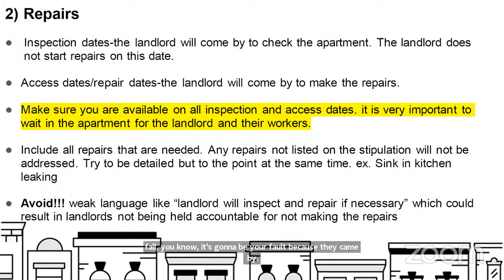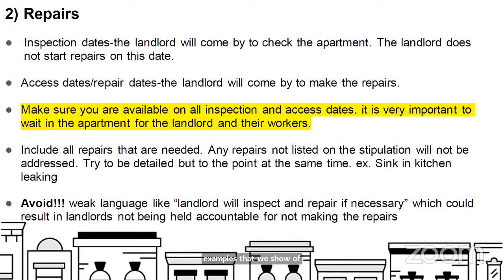Now, make sure you include all the repairs that are needed. If you have repairs that are needed, but you don't list them in the stipulation, they will not be addressed. You want to try to be detailed, but to the point at the same time. An example is sink in the kitchen leaking. Sometimes you'll see a stipulation where it says just kitchen. Okay, what's wrong with the kitchen? You want to pinpoint it, and we'll give examples of that later, in the stipulations that we show.